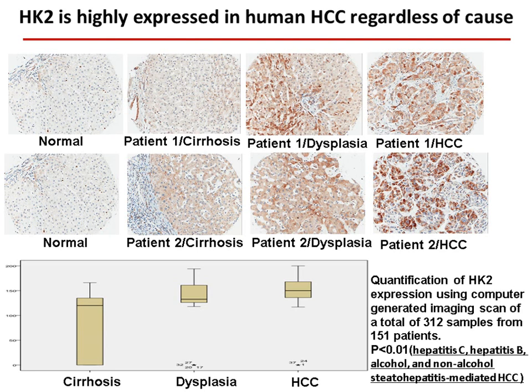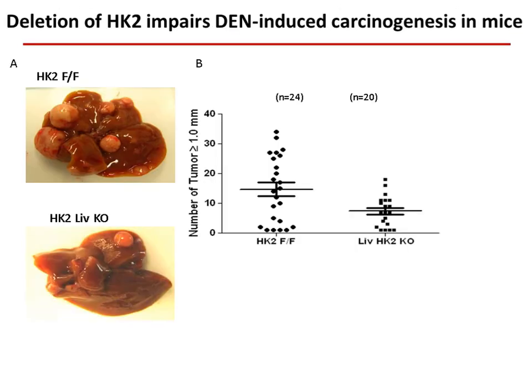And this is regardless of the reason why this patient developed HCC, even regardless of hepatitis C, hepatitis B, alcohol and non-alcohol mediated HCC. And when we deleted Hexokinase 2 in the liver of these mice, mice are relatively resistant to hepatocarcinogenesis, and the incidence of tumors in these mice was markedly reduced.